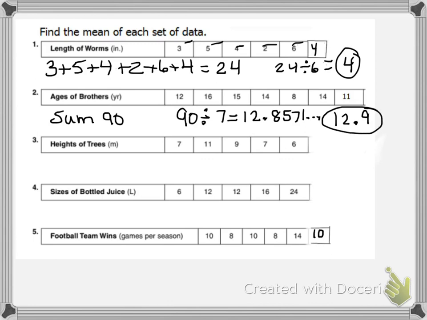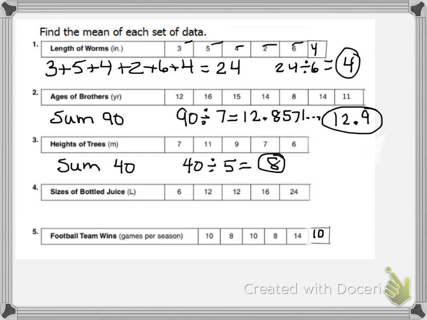All right, on to number 3, the height of trees. Maybe it's the height of trees in somebody's backyard or on a street, and that's in meters. So again, we're going to add those together. And if you'd like to pause the video for a second to add them, I'm going to add the 7, 11, 9, 7, and 6. That gives a sum of 40. And then the next step, we're going to take that sum 40 and divide by the number of numbers. And I count 5 numbers here, so we're going to divide by 5. And that gives us a mean of 8.